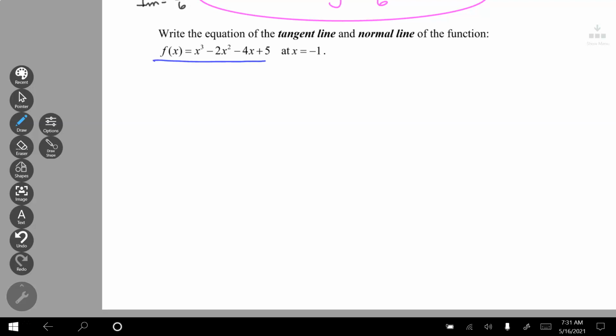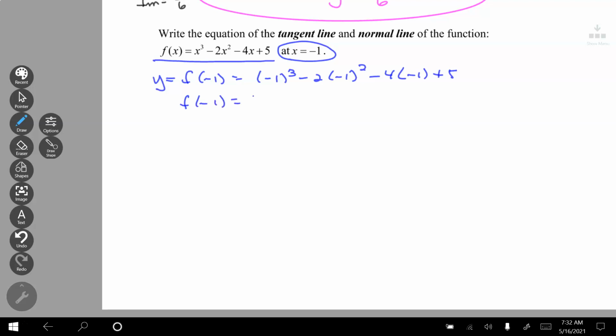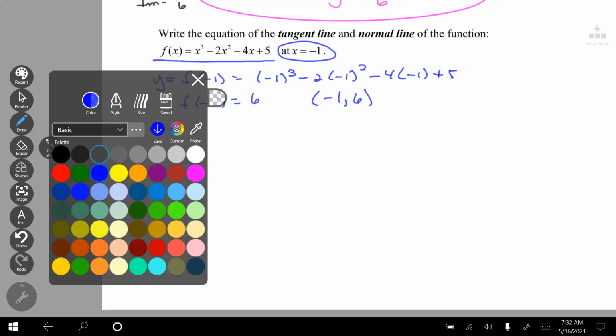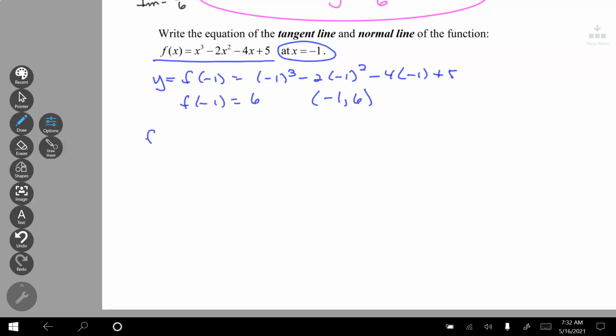Okay, here's my function. Here's my given x value. I need a y value by plugging in negative 1. And I get f of negative 1 is equal to 6. So I have the point (negative 1, 6). Now I have to find the derivative of this function. So f prime of x is equal to 3x squared minus 4x minus 4.